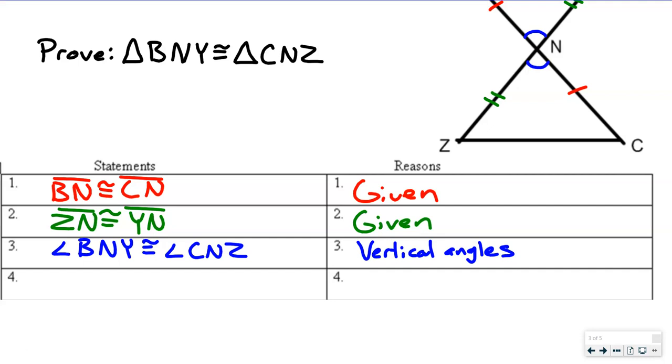And then our fourth and final statement is what we're proving. So we need to prove triangle BNY congruent to triangle CNZ. And we're able to prove those because of the side angle side. We've got 2 sides that are congruent, and the angle is included in those 2 sides. They're all right next to each other, all together. Side, angle, side.